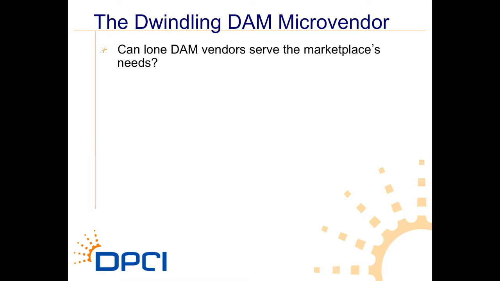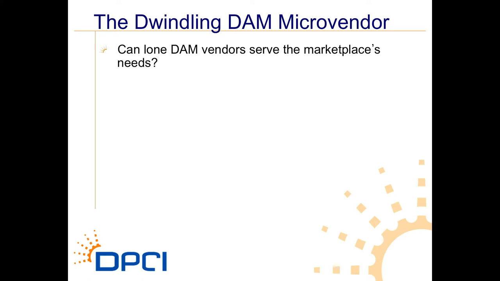The question really in my mind is, can they survive? You've got Cumulus, Canto, which has been around for 25 years. It's a German company, pretty steady, a pretty inexpensive and reliable product. Its competitors, Extensis Portfolio and Portfolio Server, have also been around for years, a very lightweight product.